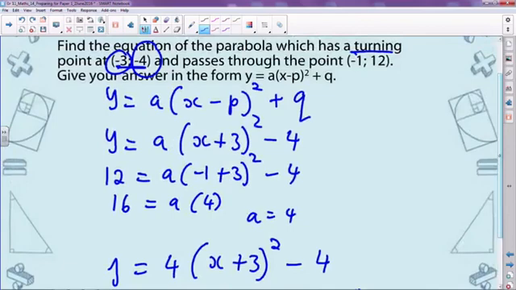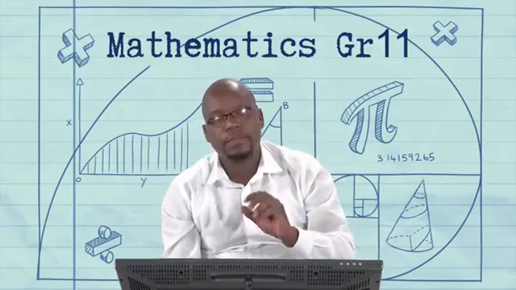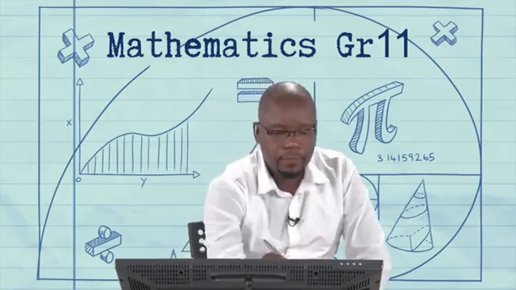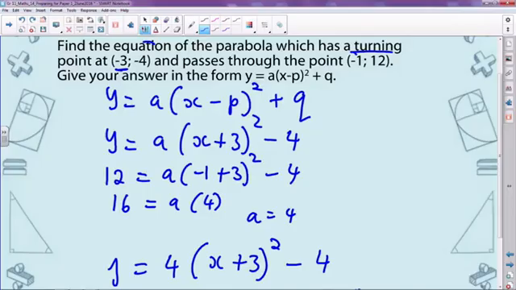You can just go and check. The most important part for us in this problem was to get the value of a. But now how do you get the value of a? You are given the turning point. And the minute they give you a turning point, it's in the turning point format, which is y equals a bracket x minus p squared plus q, right? Now, the p is given, it's minus 3. The q is given, it's minus 4.